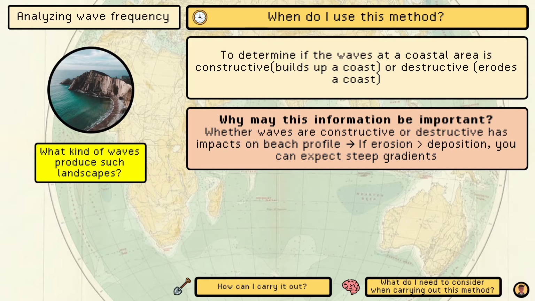As you can see in this picture here, my question to you is, what kind of waves produce such landscapes? Is it constructive or destructive waves? Let me know in the comment section below. Alright, so simple as that.